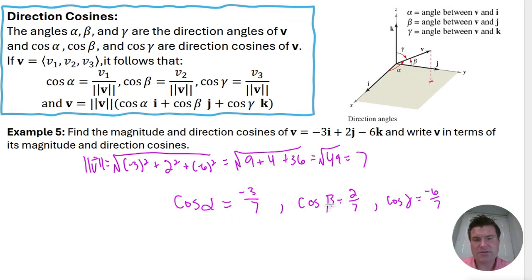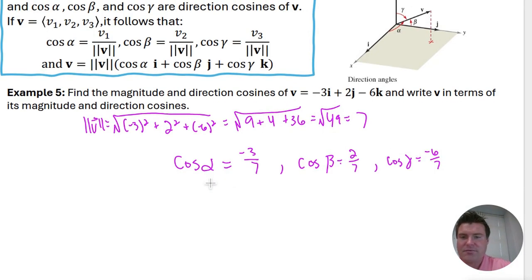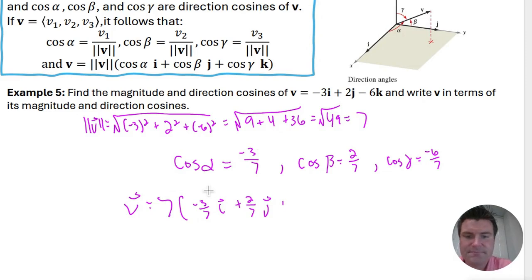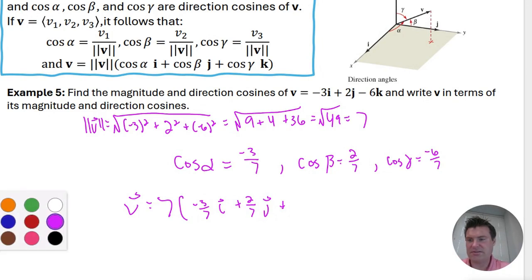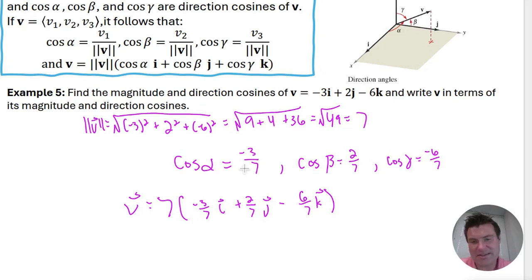These are not pretty numbers from the unit circle, so I really can't solve for these without a calculator. I can't figure out what all of these angle values are. But I can write this v using these direction cosines. So I'm going to do 7 times, and then I'm going to take cosine of alpha, so it's just going to be negative 3/7 i, plus cosine beta, which is plus 2/7 j, and then plus cosine gamma, which was negative 6. So actually, I'll make that a minus sign. So minus 6/7 k. Okay. If you want to find out how many degrees or radians this is, you would just do inverse cosine of negative 3/7, and that'll give you the alpha value. You can do that for all of these as well to figure these out.